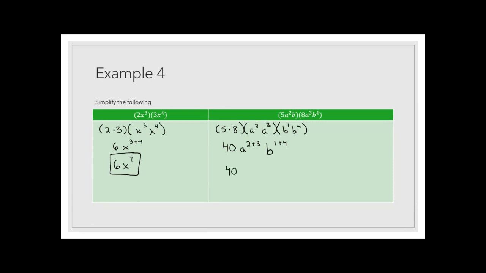So then that gives me 40, and when I add my exponents, I get a to the 5th and b to the 5th. And I can't go any further because a and b are different letters, so I can't multiply those together. Those have to stay separate. You can only combine them if they have the same base, the same thing under the exponent.